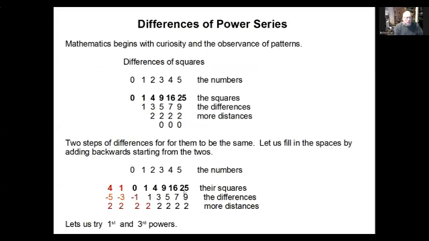So let's start off with some curiosity and looking at patterns. If we take the numbers from 0 to 5 and square them, we get the numbers 0, 1, 4, 9, 16, and 25. If we then subtract the preceding number from our current number and do this with each number, we get the next row. And we observe that that is a series of odd numbers. If we then subtract them, we get 2 for each number. And if we did once more, we get 0.